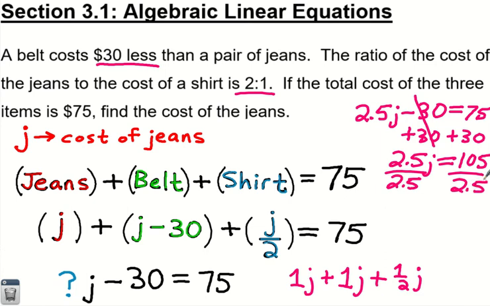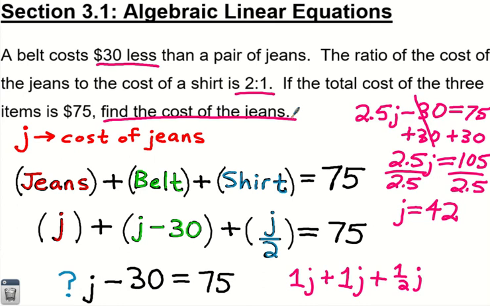So 105 divided by 2.5 gets me 42. So j equals 42, which is $42. So let's make sure that we've done everything the directions want us to do. What they ultimately want is find the cost of the jeans, which was j. So we got it. So the final answer here is just the one answer of $42.